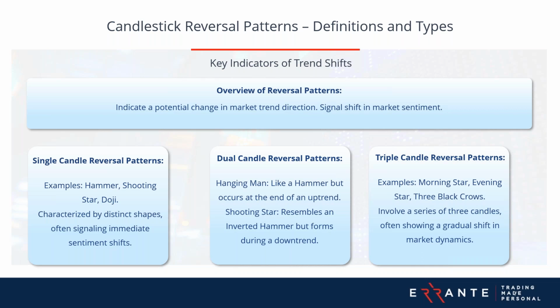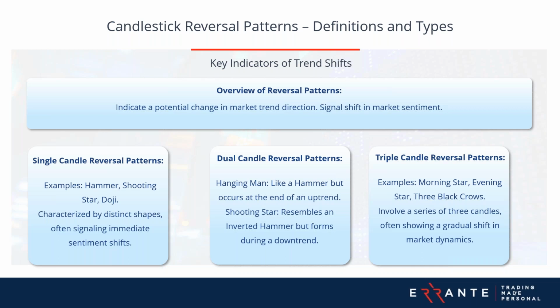Conversely, the shooting star, for example, resembling an inverted hammer, is observed during a downtrend and can indicate a bullish reversal. And today, we will build upon that foundation by exploring the nuanced world of triple candle reversal patterns.